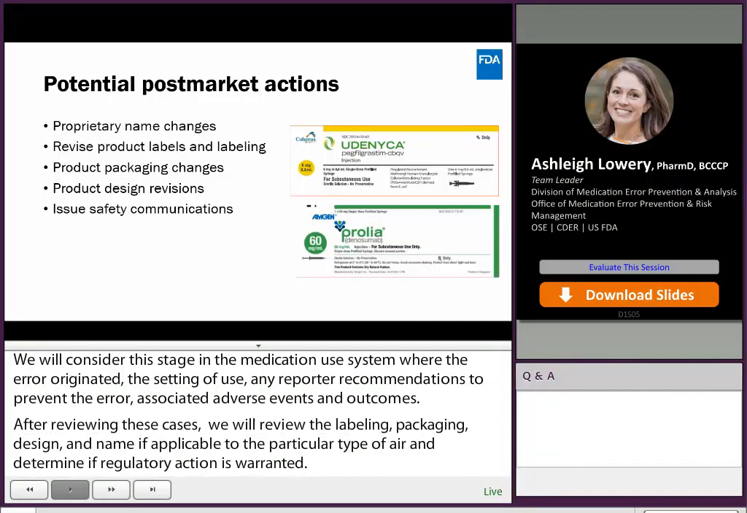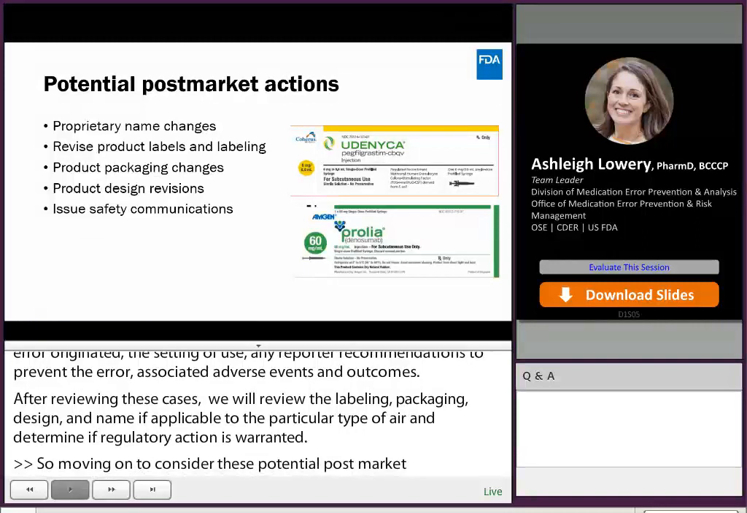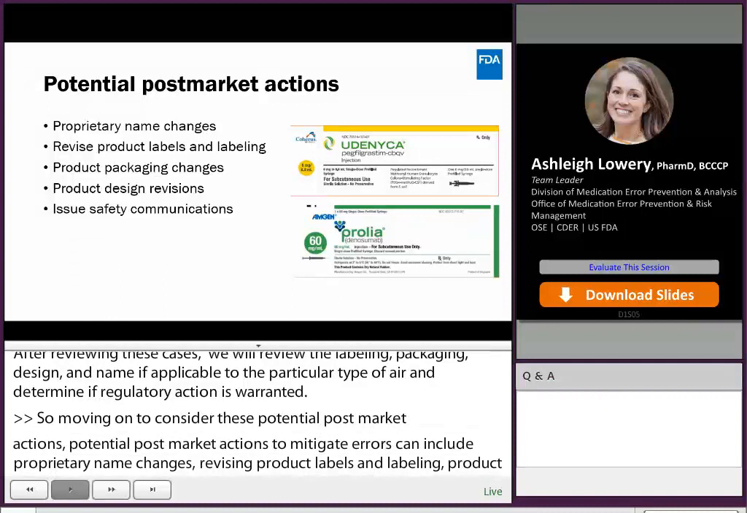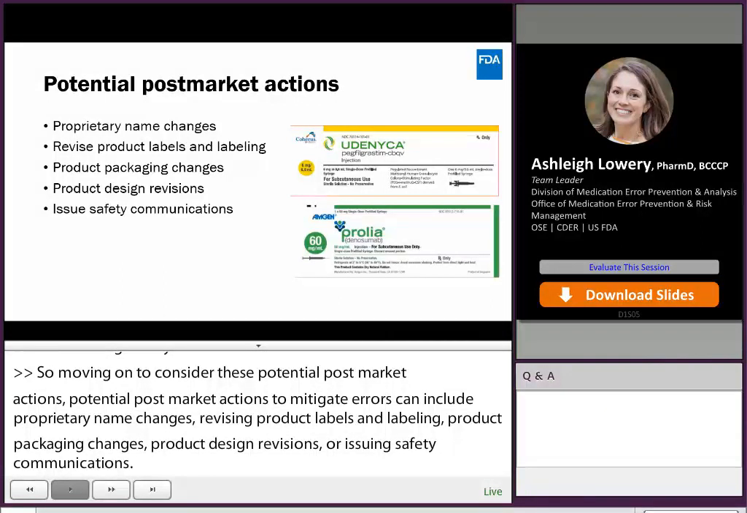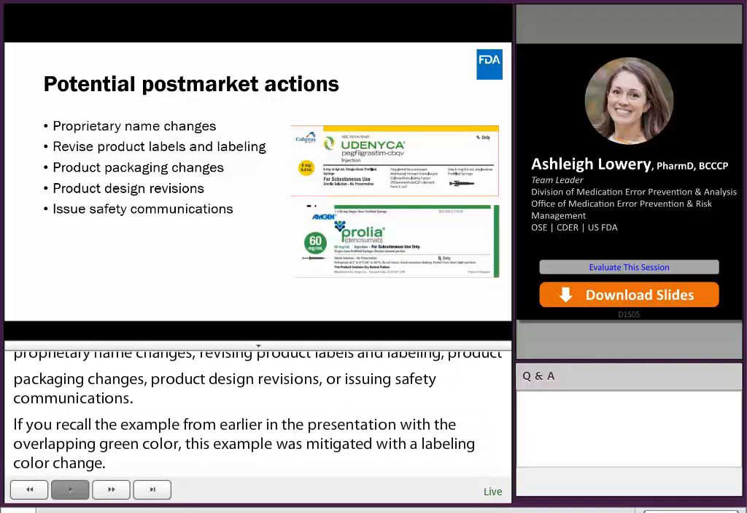So potential post-market actions to mitigate medication errors can include proprietary name changes, revising product labels and labeling, product packaging changes, product design revisions, or issuing safety communications. So if you recall the example from earlier in the presentation with the overlapping green color, this example was mitigated with a labeling color change. So you can see on the right in the images that UDENYCA is revised to use a yellow coloring on the carton compared to the previous green color, which better differentiates it from Prolia.